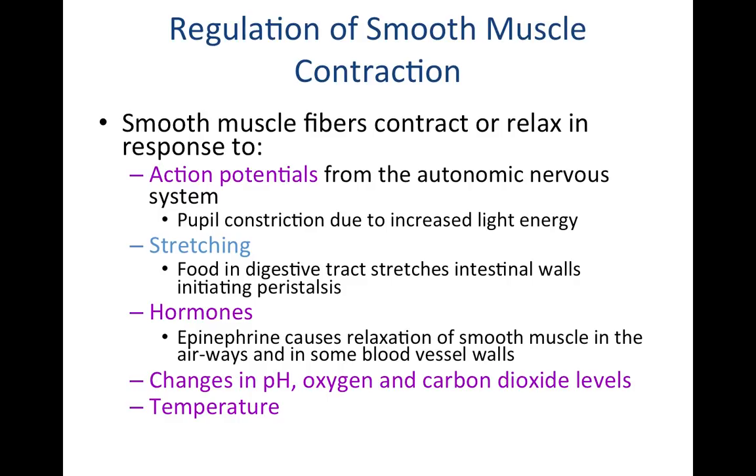Hormones can stimulate contraction. Epinephrine causes relaxation of smooth muscle in the airways, also in some blood vessel walls, for example. Changes in pH, changes in oxygen and carbon dioxide levels, especially when you start looking at the pulmonary circuit versus the systemic circuit and trying to maximize how much oxygen is able to get to your tissue cells. The smooth muscle can change its state of contraction in response to those. Finally, temperature can cause smooth muscle to contract. Cold temperatures in particular will cause contraction of smooth muscle.